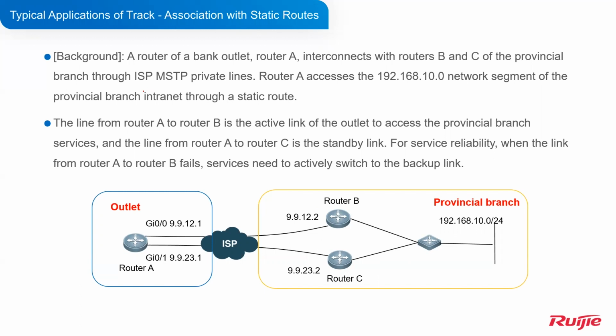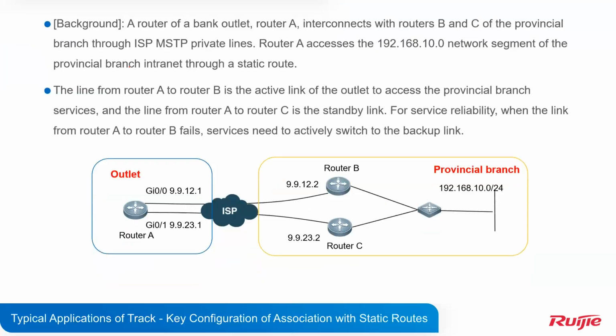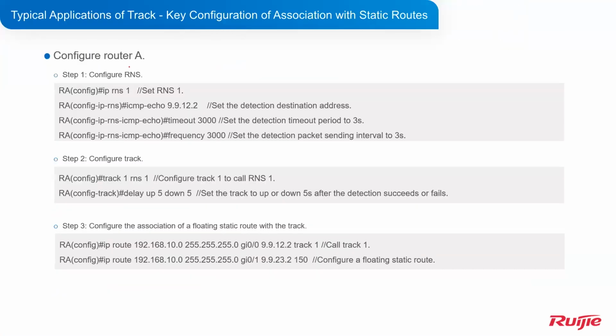For service reliability, when the link from router A to router B fails, services need to actively switch to the backup link. So here what we use track for is to monitor the running status of these two links and switch the traffic between these two links when the network is faulty. Okay, so let's see the configuration in this scenario.